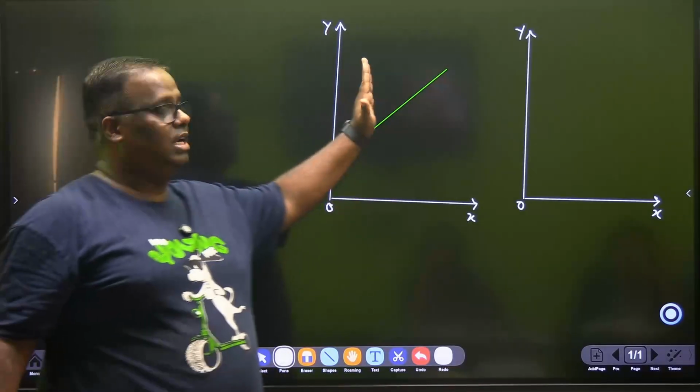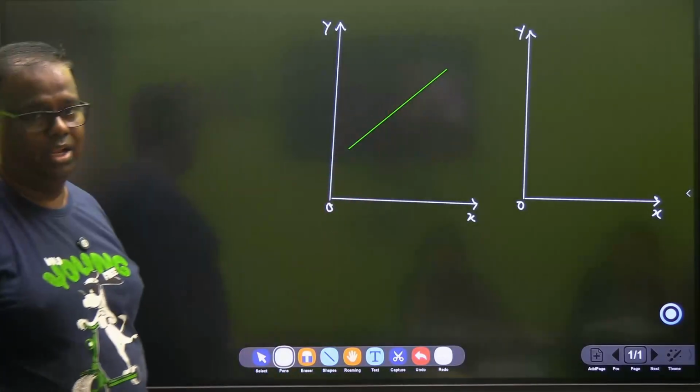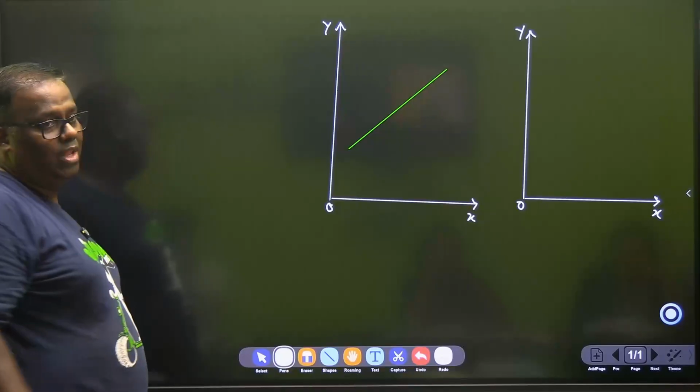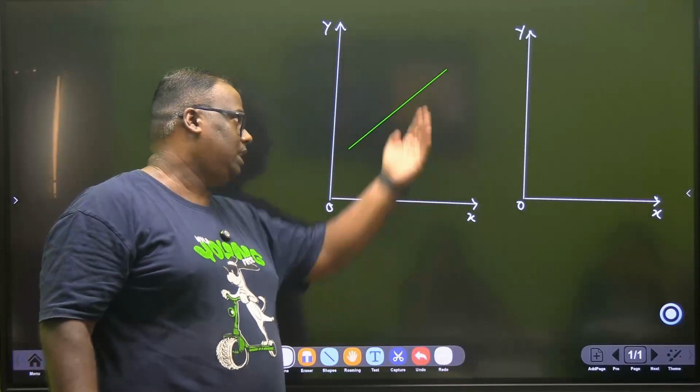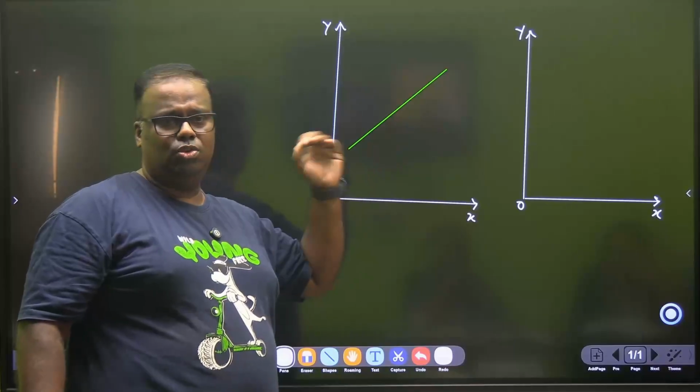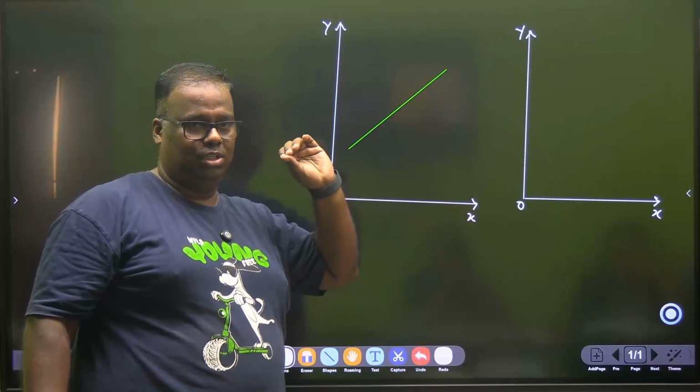Straight line, standing line, sleeping line. So this is a straight line. And I tell you, calculate the slope of this line. Okay. Now this line has got a constant slope. Do you have a fair bit of idea about slope or not?